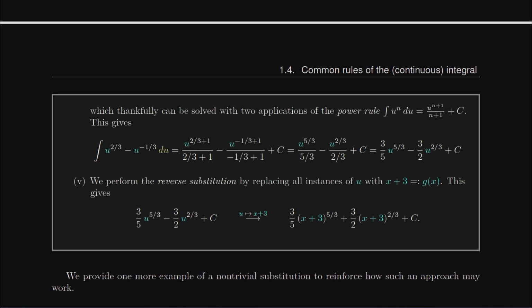And then our very last step is to perform the reverse substitution, where I know both of these u's can actually be written in terms of x, in this case x plus 3, so I'm just going to make that substitution for both u's. I end up with 3/5 (x plus 3) to the 5/3. Should be a minus here. Little typo, minus 3/2 (x plus 3) to the 2/3 and plus c. So that's going to be my antiderivative here.